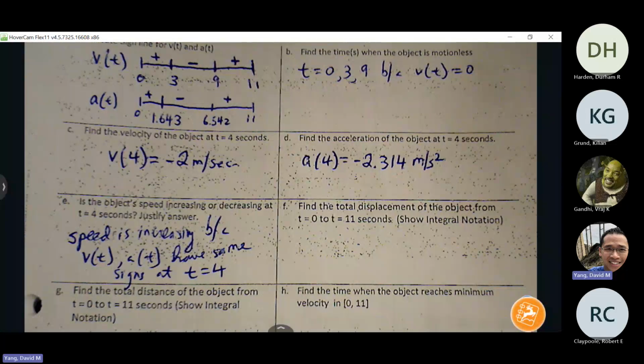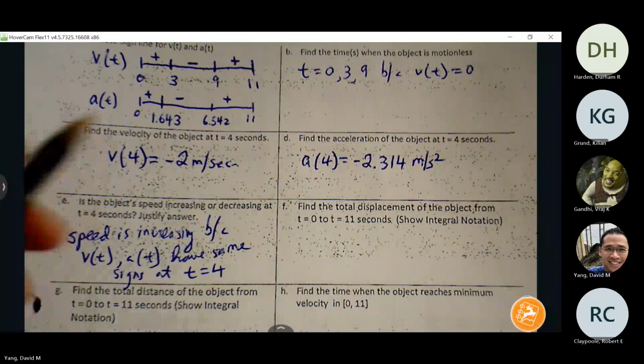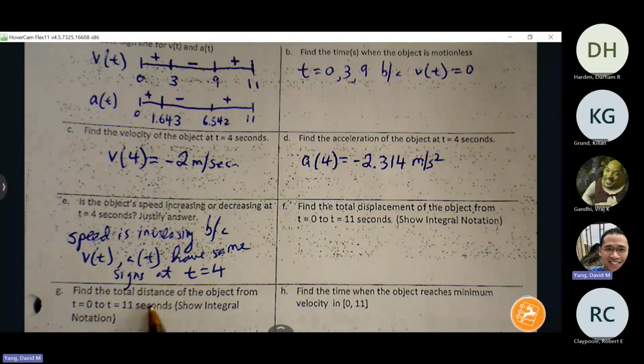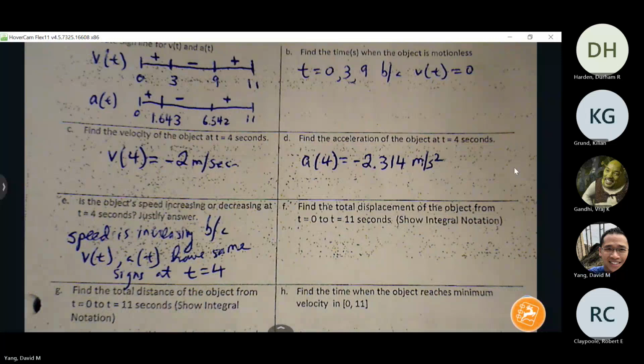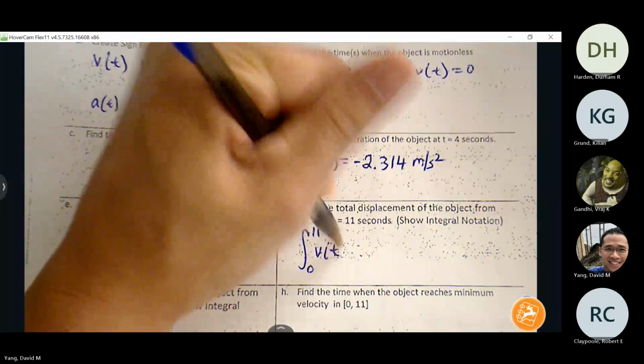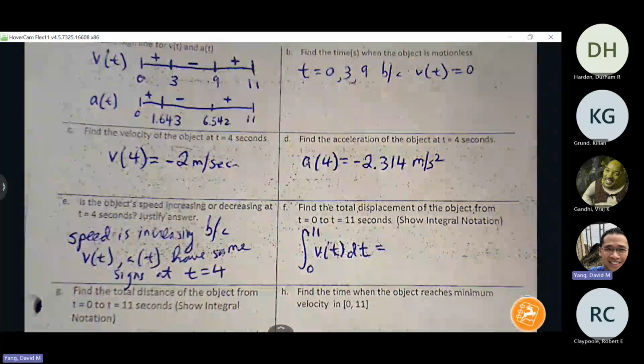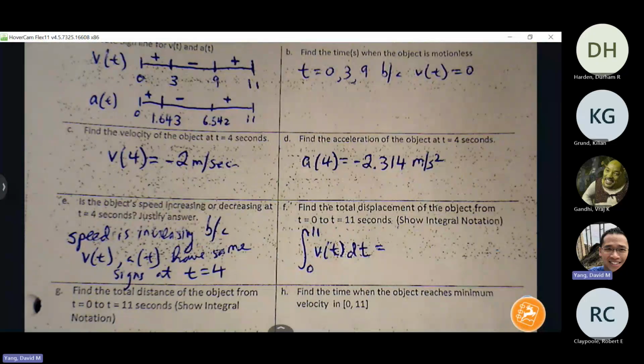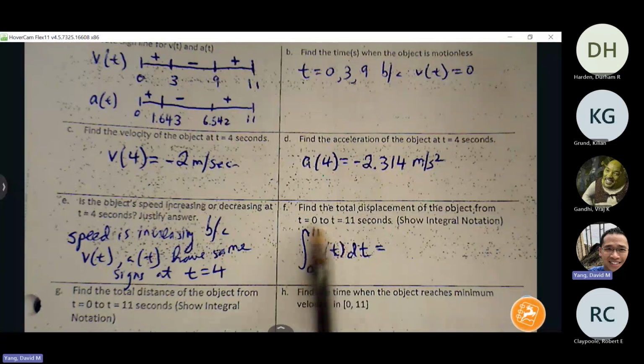Okay, find total displacement. Displacement is just definite integral. Total distance involves absolute value. Okay, more interesting. So we'll make the calculator do the work for us here. Set up, show your integral notation, 0 to 11 of v of t. This will give us displacement.